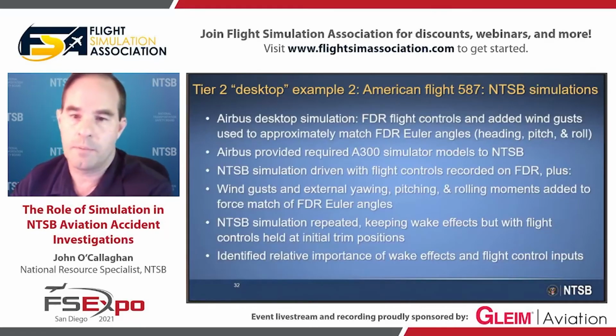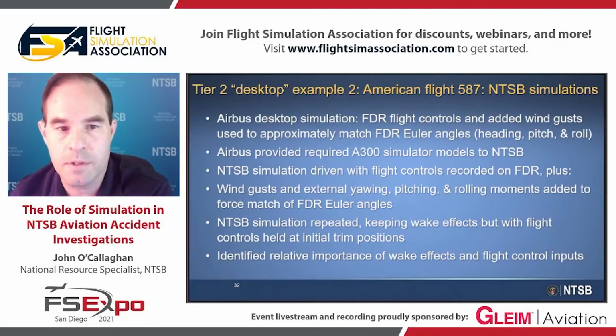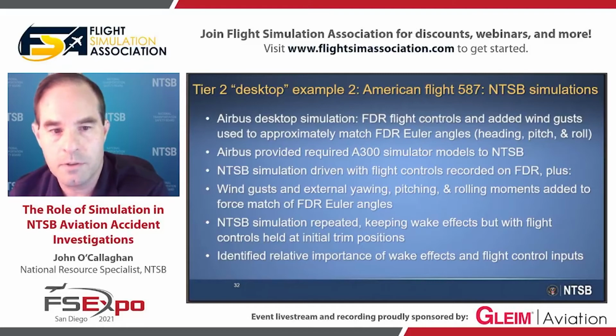Airbus used a desktop simulation to approximately match the motions of the airplane recorded on the flight data recorder. The simulation used the thrust and flight control inputs recorded on the FDR, as well as wind gusts tailored to produce the best match of the airplane's Euler angles, that is, pitch, roll, and heading, as well as altitude, position, and load factors. The NTSB also performed a desktop simulation of the accident by incorporating A300 simulator models provided by Airbus into its own simulation engine.